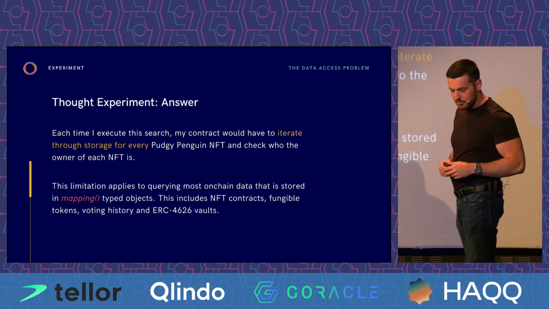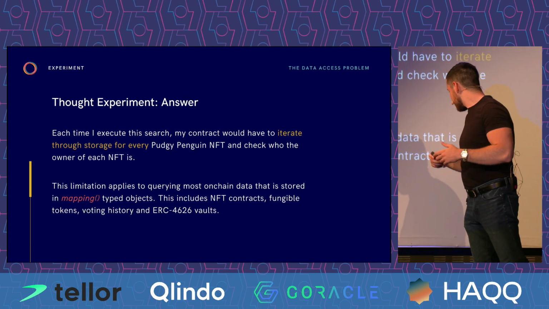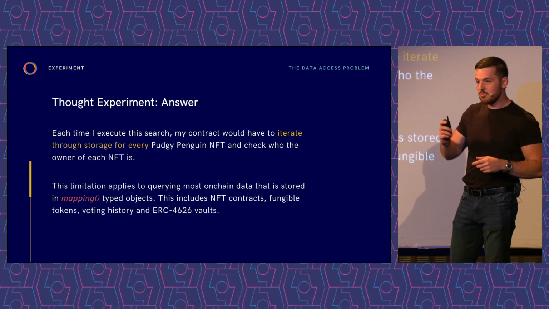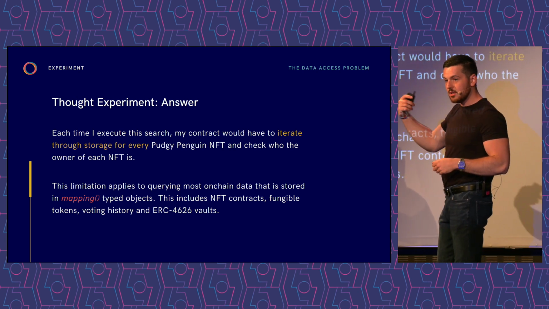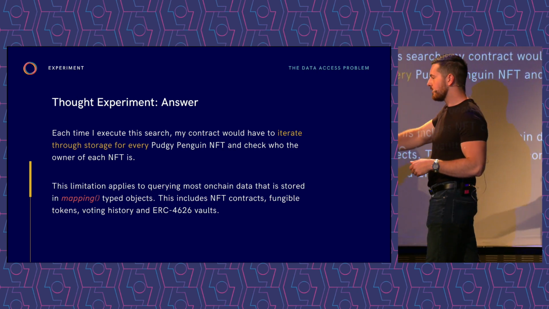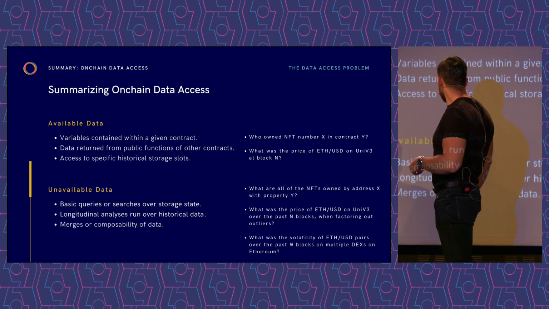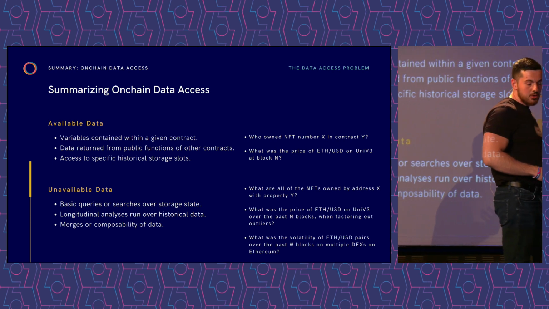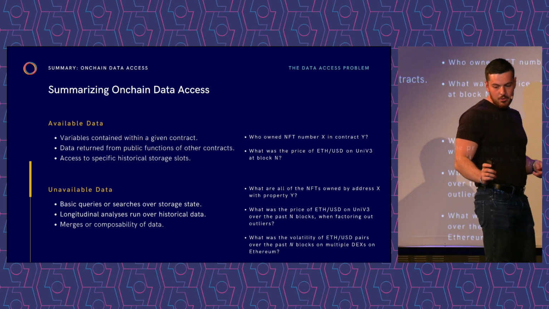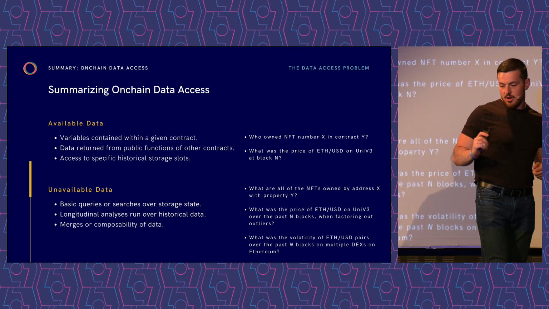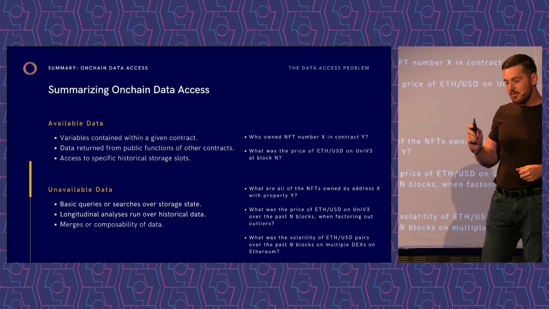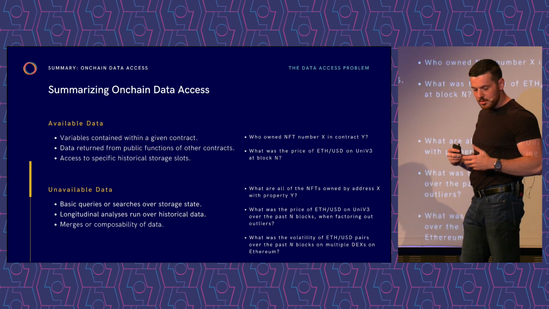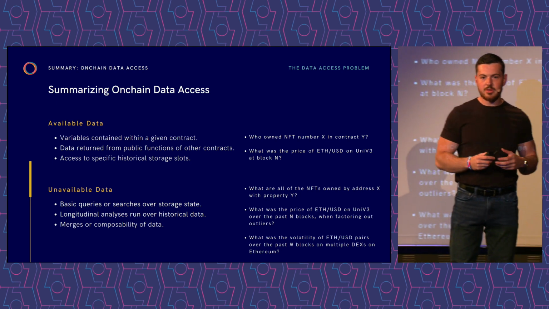And this is the case for most on-chain data. So you can't figure out how many users own USDC balances greater than X without going through every single index of all USDC balance owners. And so when you're thinking about on-chain state and on-chain data, there are certain questions you can ask. So who owns NFT X at contract Y? What is the price of ETH to USD on UniV3 at block N? But there are expressive and data-rich questions that you can't ask.